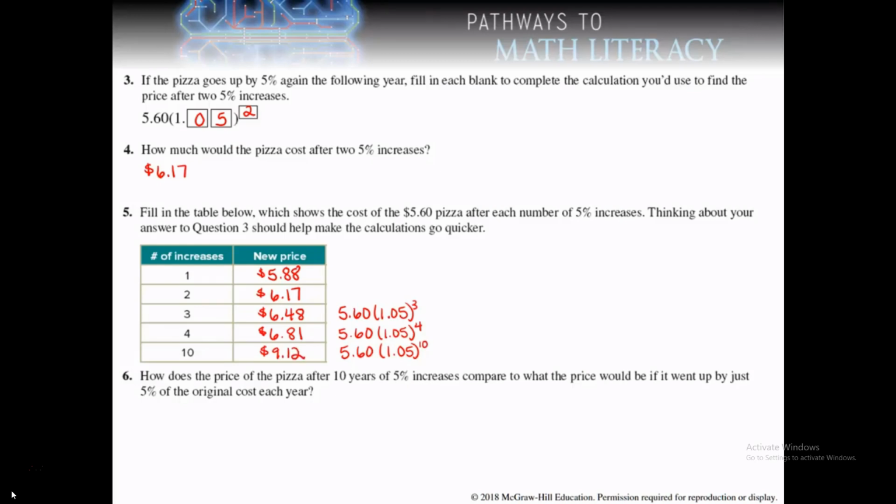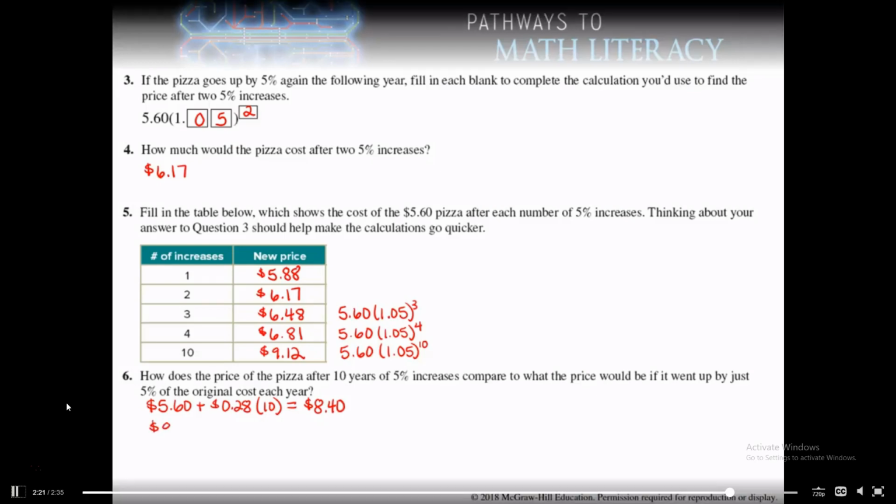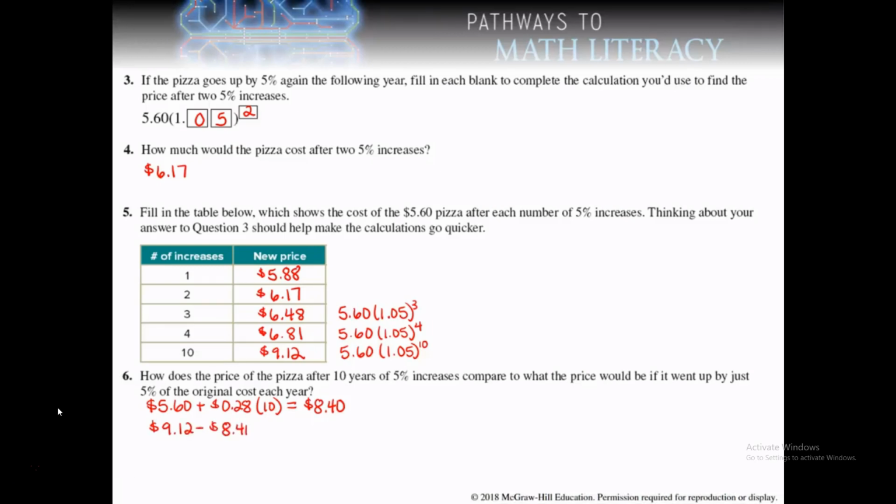In six, how does the price of the pizza after 10 years of 5% increases compare to what it would be if it went up by a linear increase of 5% of the original cost each year? Well, we figured out that the increase was 28 cents a year. So if I had an increase that stayed 28 cents per year, then it would be $5.60 plus 28 cents times 10 years, and that would come out to $8.40. So comparing that to the $9.12, that would be $9.12 minus 8.40 tells me that that is a 72-cent difference, and it comes out less than it would with compounding 5% increases.